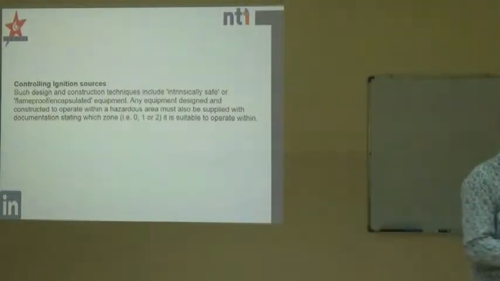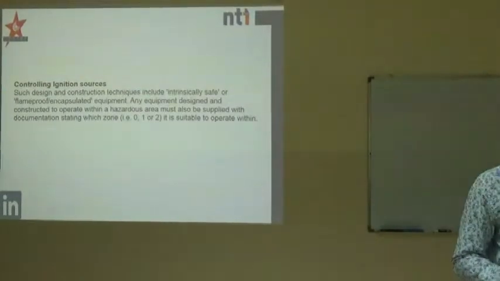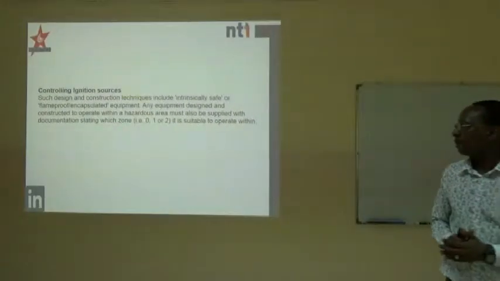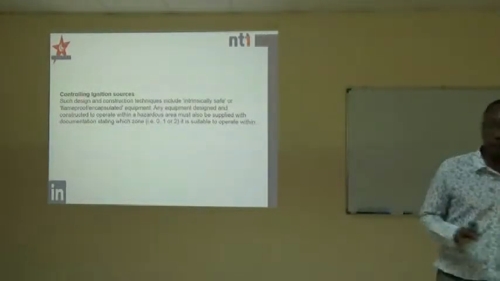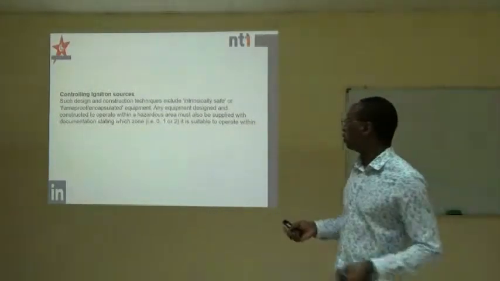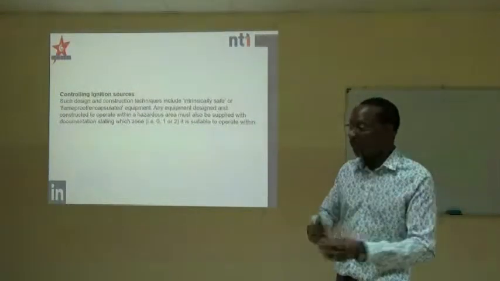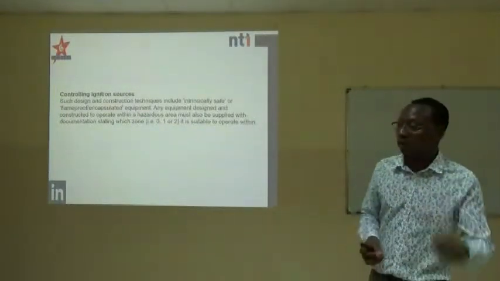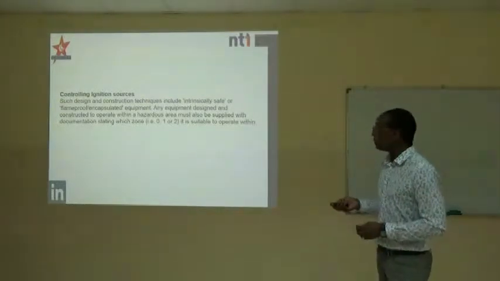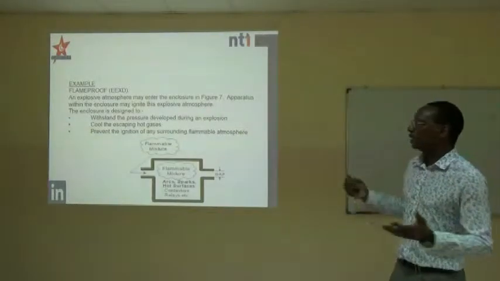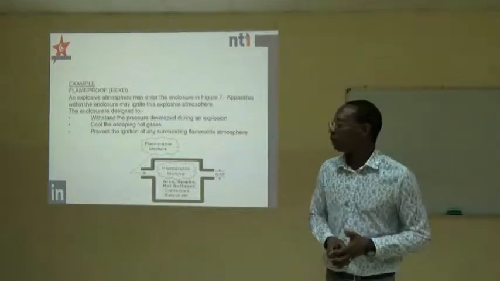Okay? So zone 0 can be used in zone 1 and can be used in zone 2, but zone 2 only for zone 2. Maybe at the moment that is what you have to take note of. Zone 1 can be used in zone 1 and zone 2. Zone 0 can be used in zone 0, zone 1 or zone 2. Okay? Let's move on. This is just an example of a flame-proof equipment.